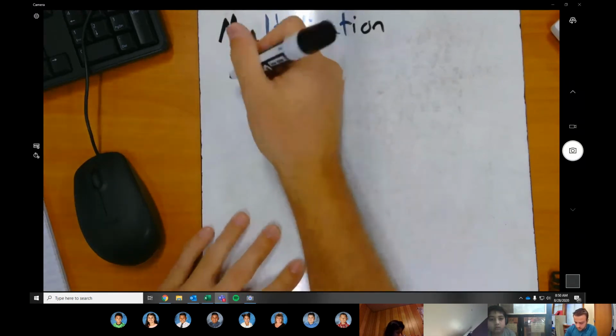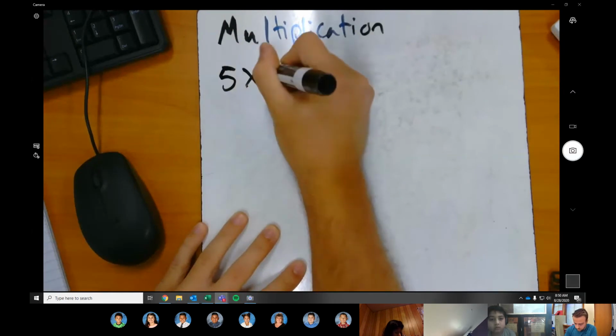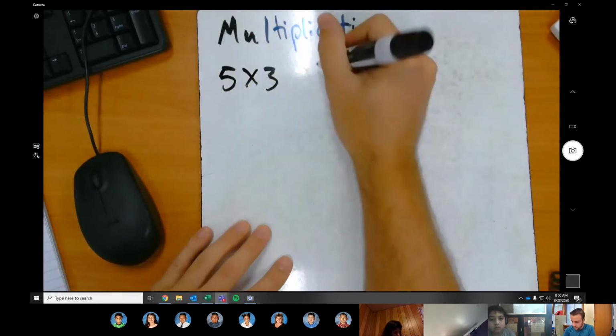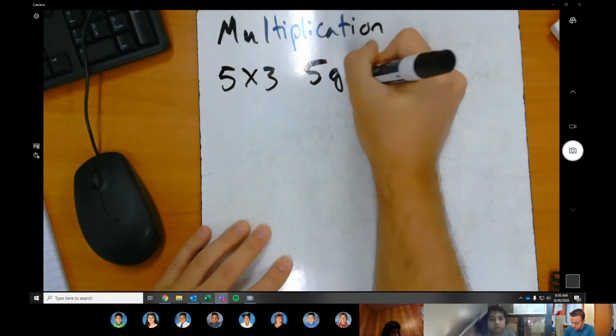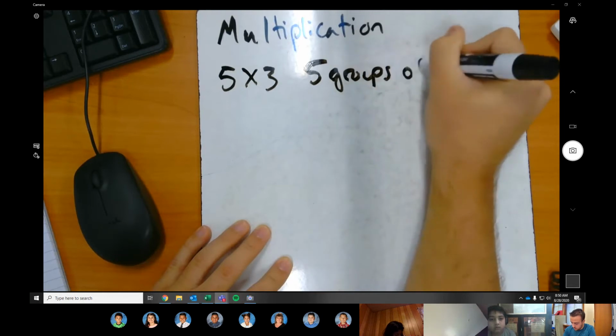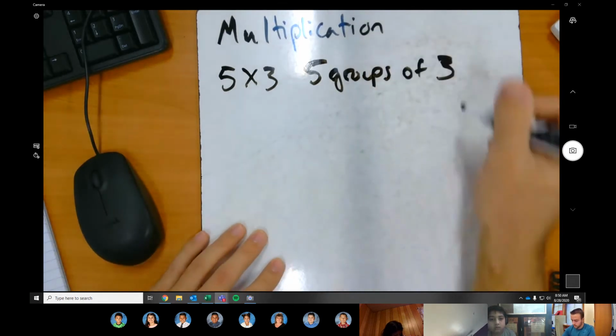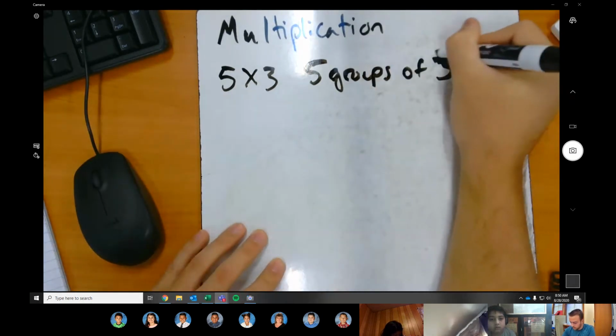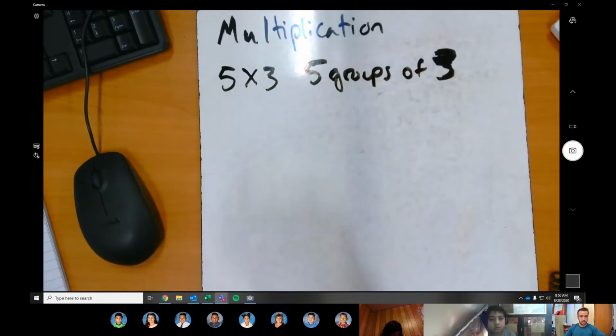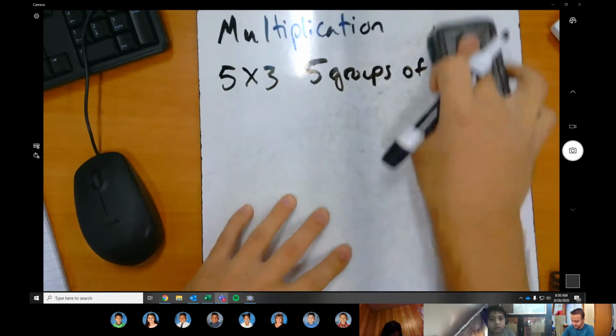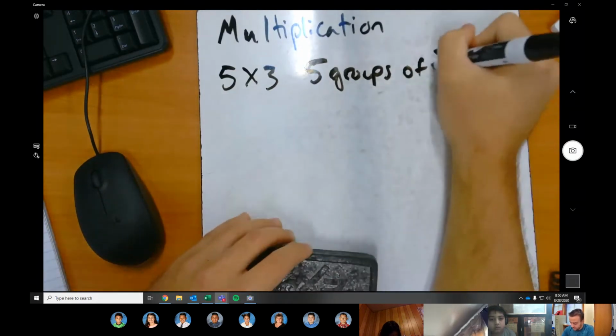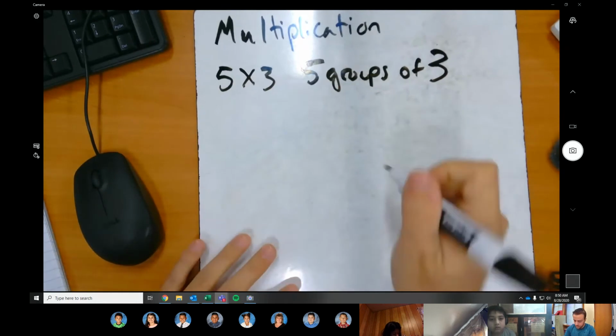Okay, one more example. Let's do 5 times 3. So that is, like I said, 5 groups of 3. That's a 3 there. It's an ugly 3, but it's a 3. I'm going to just restart on that. All right, 5 groups of 3.